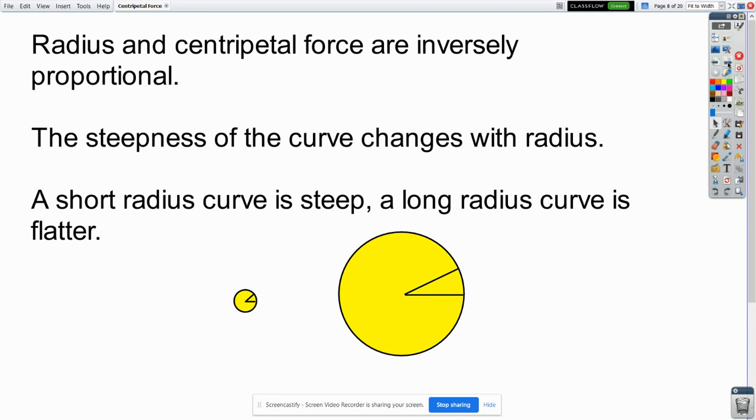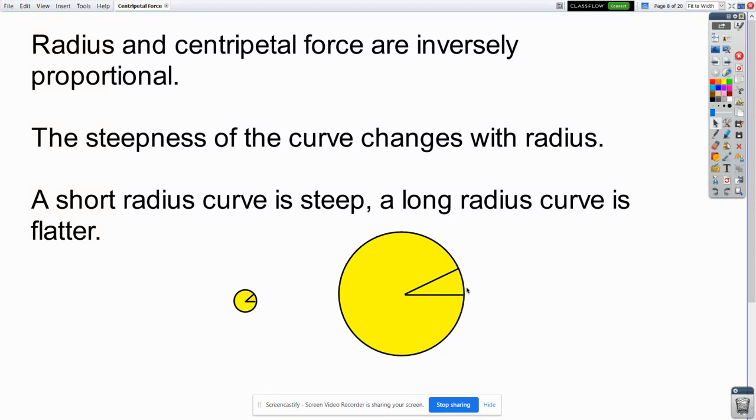Radius and centripetal force are inversely proportional. This means they change in the opposite way. This is due to the steepness of the curve. A curve with a short radius has a very steep curve. The amount that the direction has to change in this little area here is much greater than the direction has to change in this section, involving roughly the same angle. So if I want to go through 30 degrees of motion on this small radius curve, the direction has to change quite a bit. That's due to the small circumference.